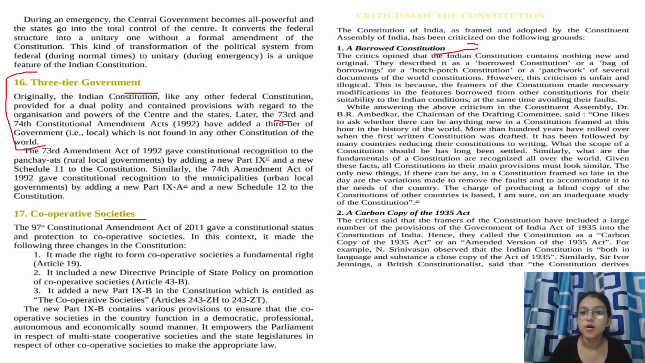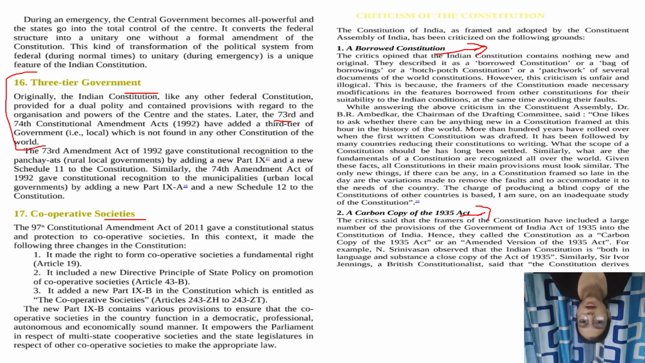So you already know why it is known as the borrowed constitution, and also a carbon copy of the 1935 Act, because most of the provisions have been taken from the Government of India Act 1935. That's why it has been called the carbon copy or Xerox copy of that particular act.